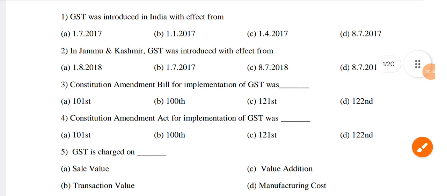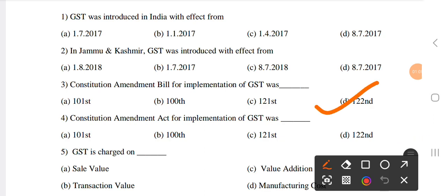Next question, Constitution Amendment Bill for implementation of GST was dash. Option A 101, option B 100, option C 121, and option D 122. The correct option is D, 122.